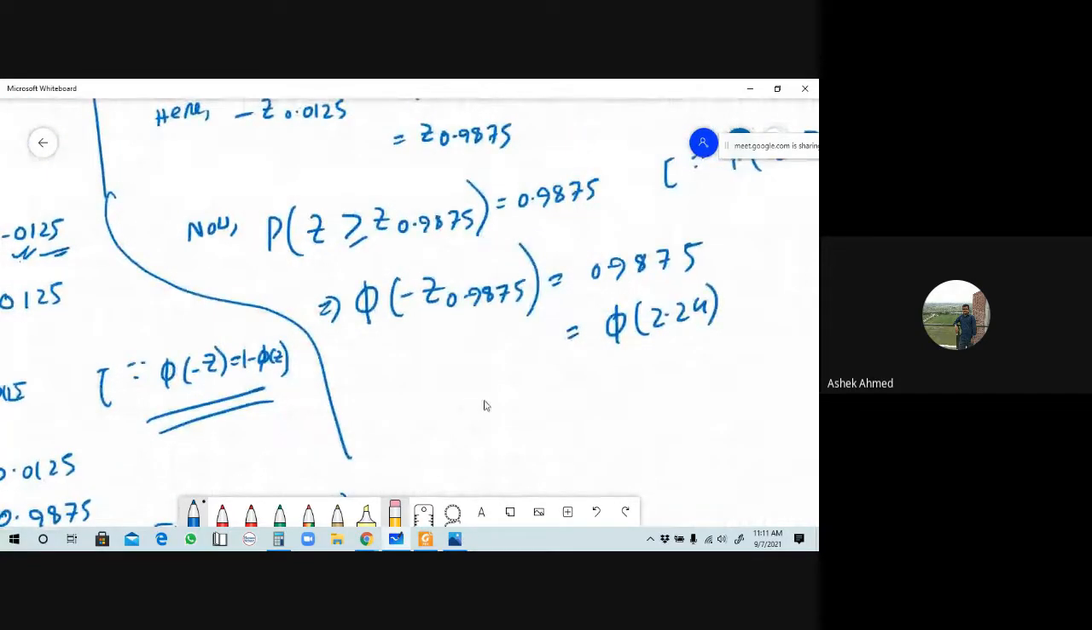So from here, by using the table, we can say that the value of minus z suffix 0.9875 will be 2.24 here.